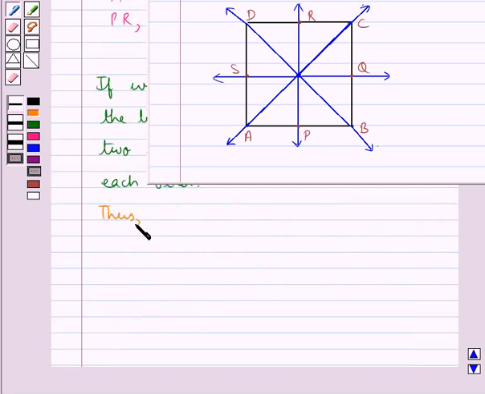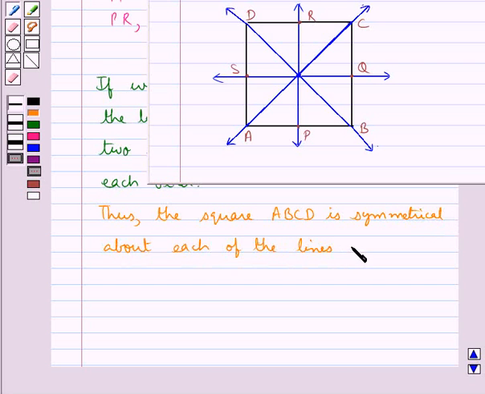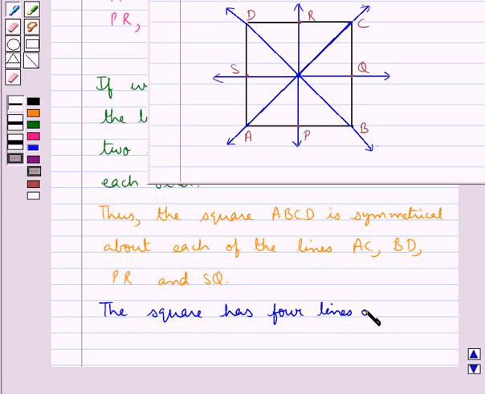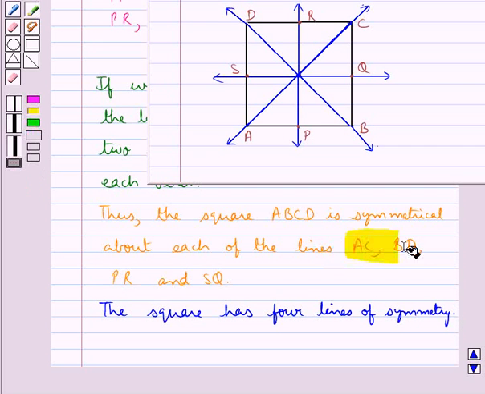Thus we say that the square ABCD is symmetrical about each of the lines AC, BD, PR and SQ. So the square has four lines of symmetry, which are AC, BD, PR and SQ in this case.